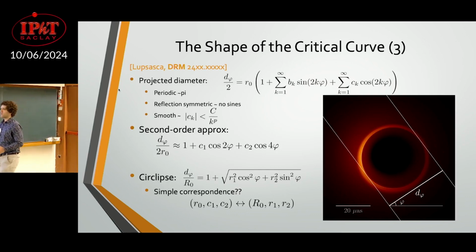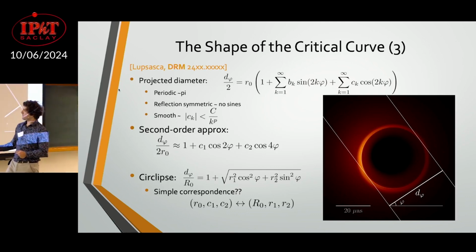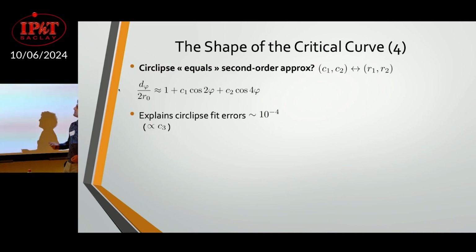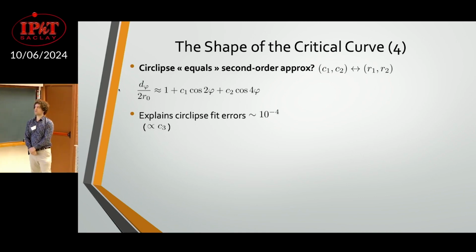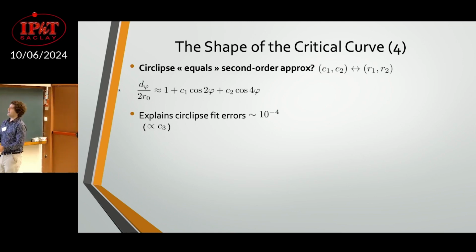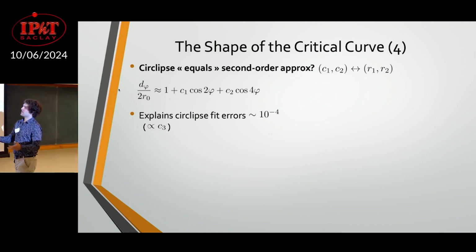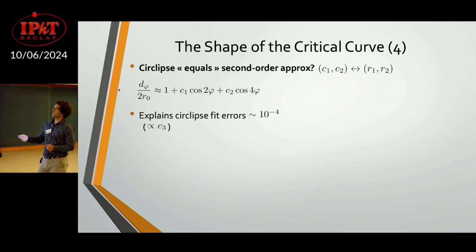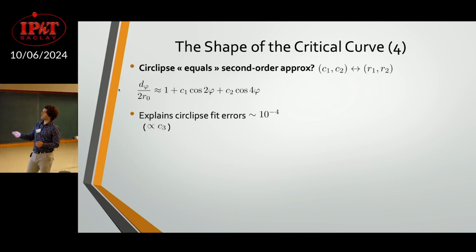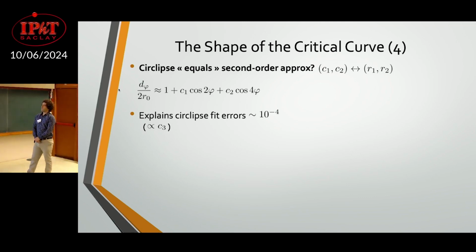Now it's a little bit more complicated than that, although this is roughly true, and it also helps to explain the errors that we have. I mentioned that you can always fit the circlipse within about 0.04% if you're looking at the NS2 ring. And this is exactly the order of magnitude of the fit errors you get from the circlipse. It's the order of magnitude you would get from this Fourier series when you're forgetting the higher order coefficients. In particular, C3, the third Fourier coefficient, is about of this order.